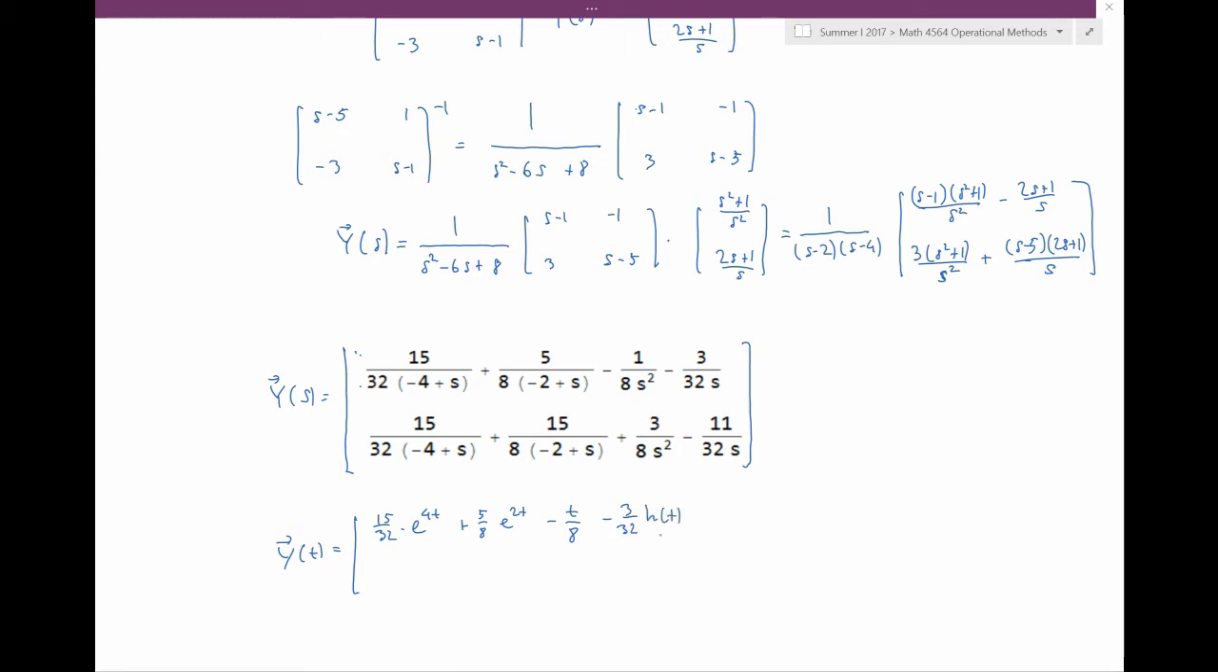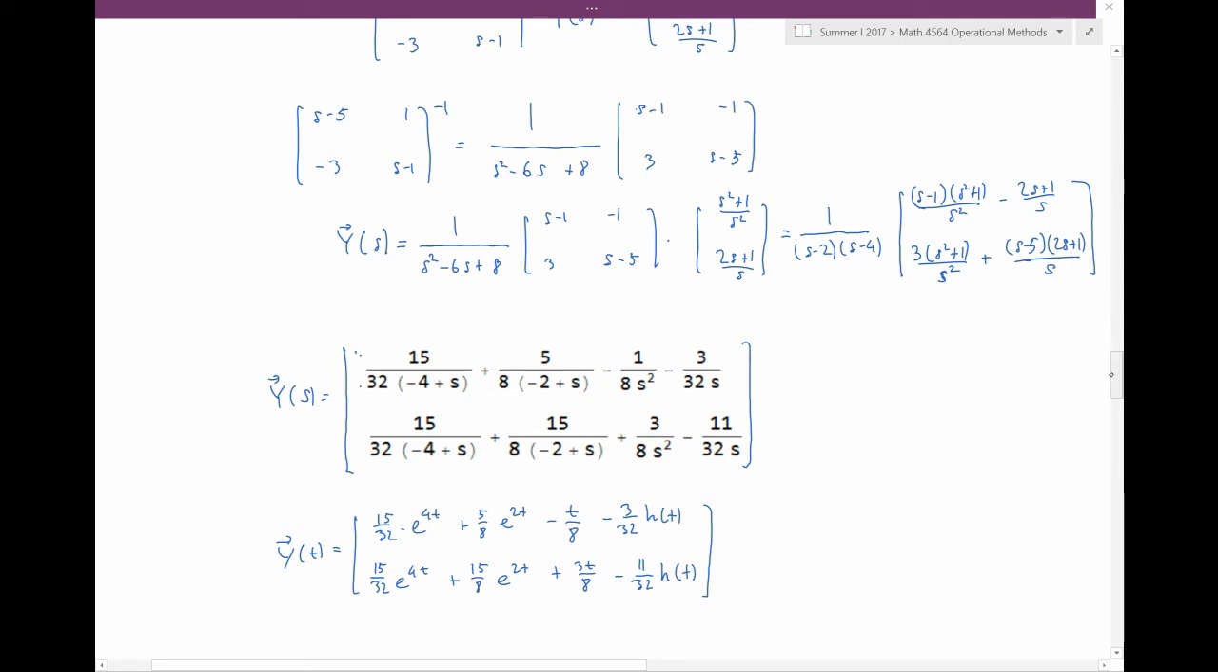The same story with the second Laplace transform. I get 15 over 32 e to the 4t. I get 15 over 8 of e to the 2t. I get plus 3t over 8, and I get minus 11 over 32 of Heaviside functions. And if you're curious, you can plug it into the system above and verify that there's indeed a solution.